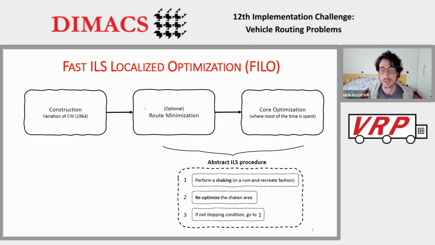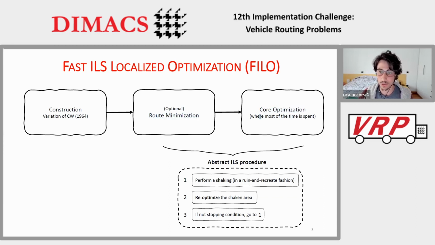We also may perform a route minimization. It is performed when we estimate that the initial solution is using more routes than necessary. This is estimated by a greedy solution of the associated bin packing problem. And finally, the main part of the algorithm is what we call the core optimization, where we actually employ all the components that I've mentioned before, the local search engine and diversification and so on.